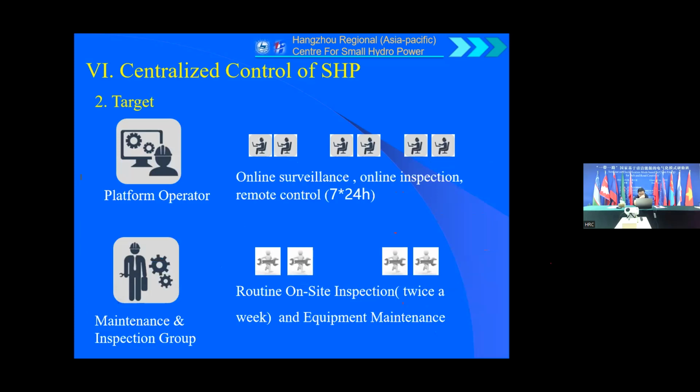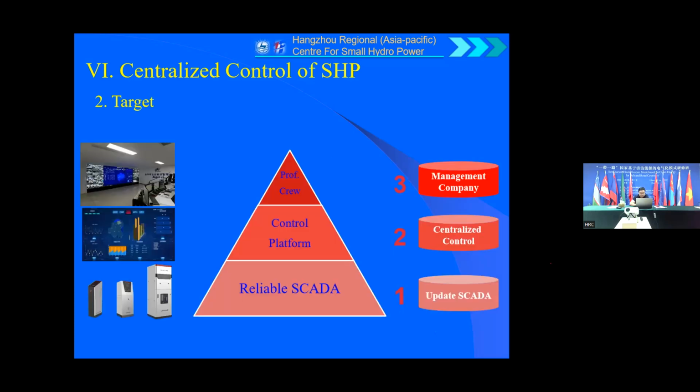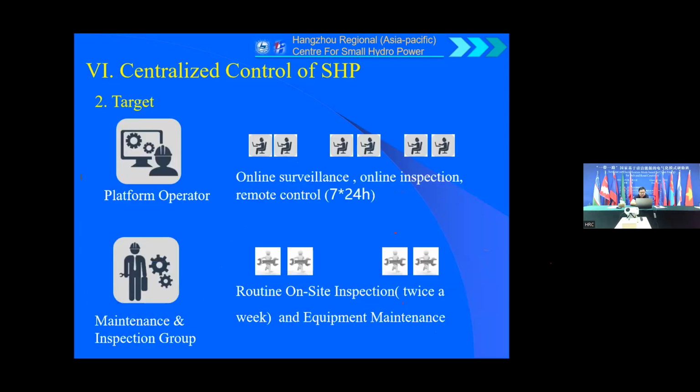In the central control model, the operators will be separated into two groups. One group will be responsible for the platform operation. They will do the online surveillance, online inspection, and remote control from the internet. Another group of operators will be responsible for maintenance and inspection.